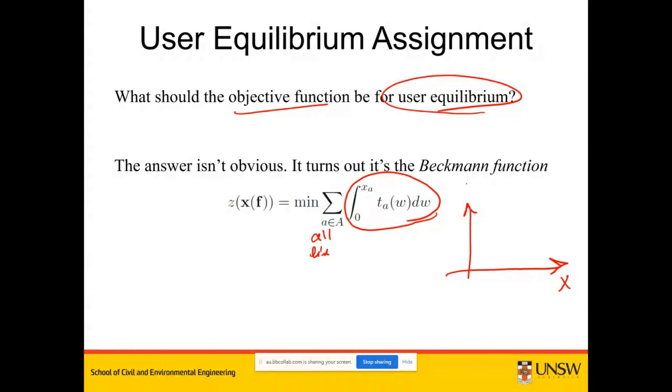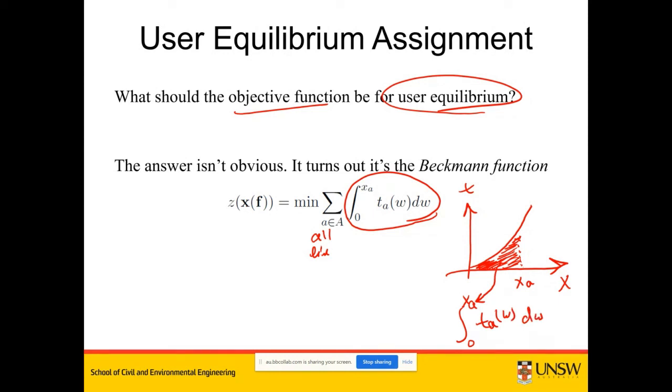So if this is x, this is t, and if this is my travel time function, and the volume x is here, this integration gives me this area, right? So this is the integral from 0 to xa of ta, correct? And again, let's put dw, so the integration looks more complete.